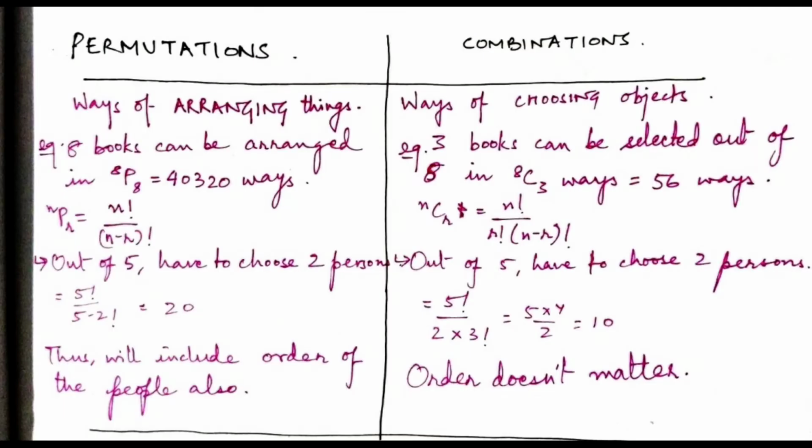So permutations, basically the different ways of arranging things, are called permutations. In the next few videos, we'll learn how to arrange different objects in different ways using permutations. Combination deals with choosing the objects. In how many ways can you select 3 books out of 8 different books? Then we'll use combination.